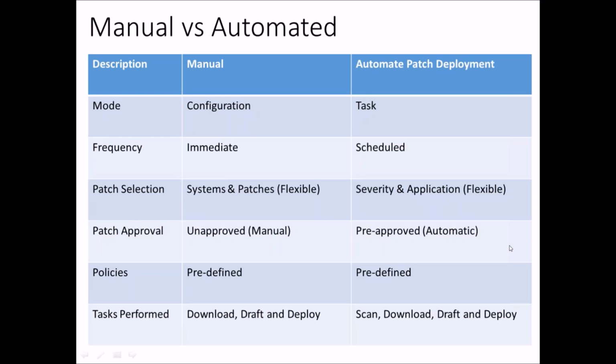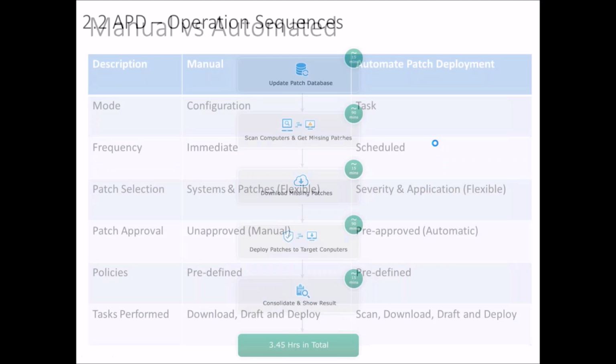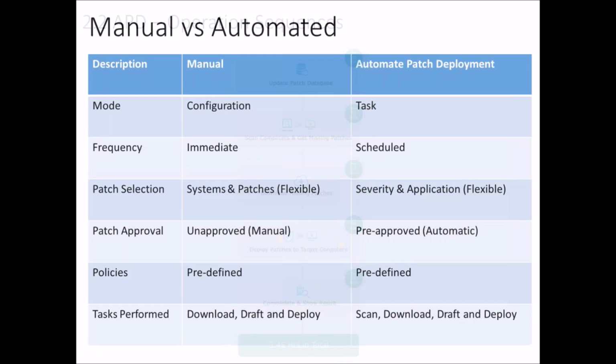Okay. This is a quick table which compares the manual and automated mode. Most of them are similar, except if you look at the task performed, apart from the scan, because manually you have to initiate a manual scan, and other things are going to be the same. And the frequency is, this one is going to happen immediately, and the APD will do it based on the schedule. Okay.